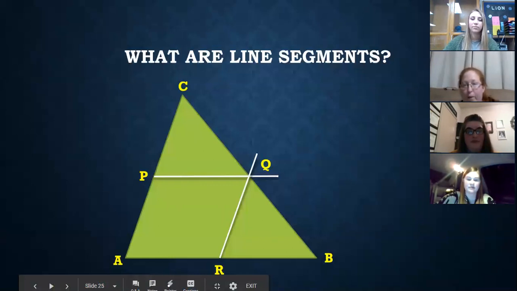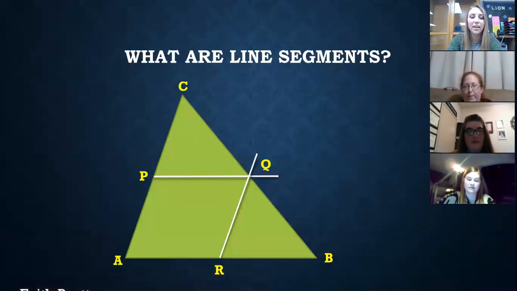Hey, Faith, what are line segments? A line segment is a part of a line that connects two points. It contains every point on the line between its endpoints. An example of a line segment includes any sides of an angle or a triangle or a square.